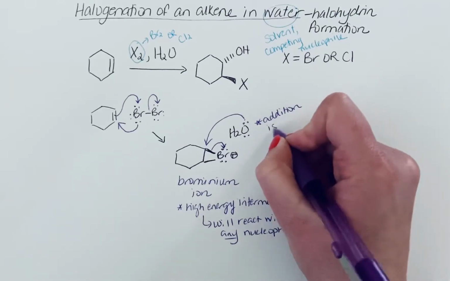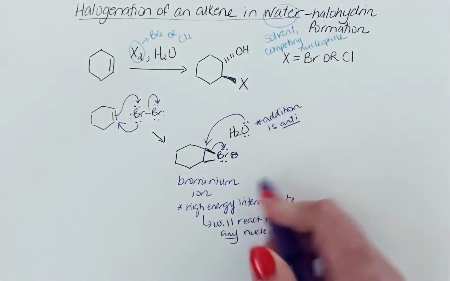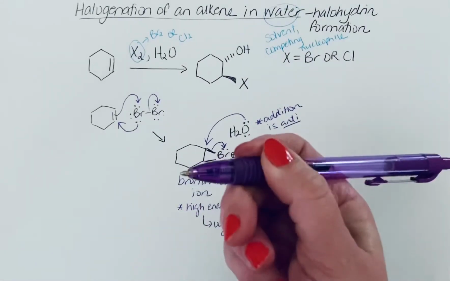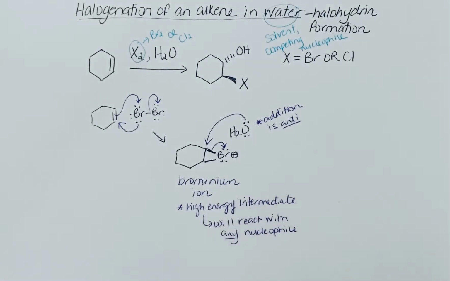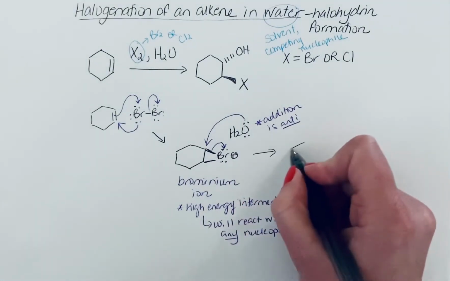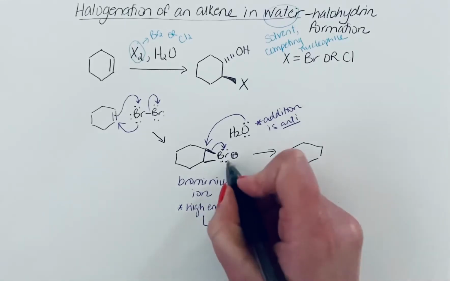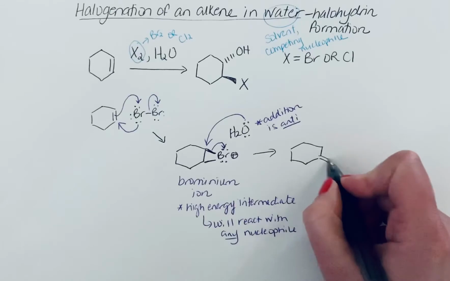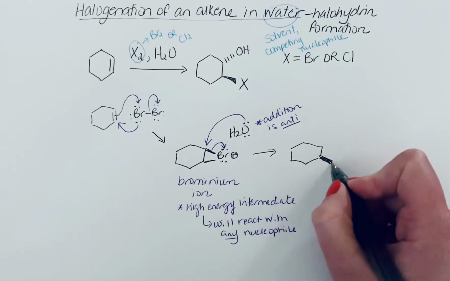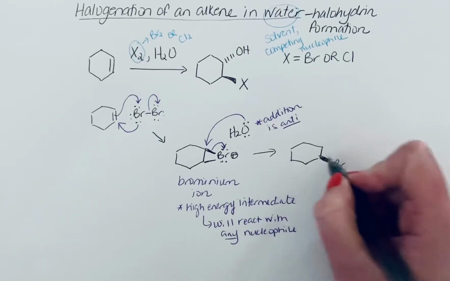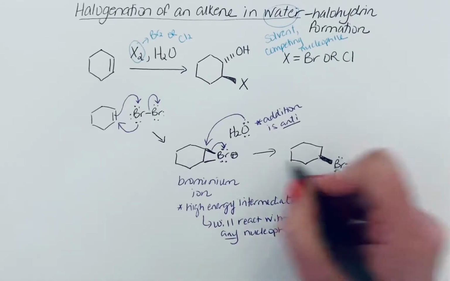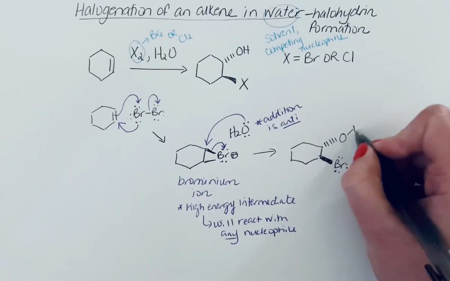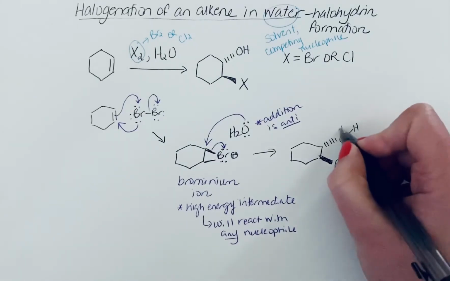Okay, so the addition is anti, right? And that's because the brominium ion is sitting up, and then this nucleophile is going to attack from behind the plane of the paper. So we will see the brominium ion sticking up. We've broken this bond. We still have a bromine here sticking out of the plane of the page. So there it is. And then the water has attacked from behind the plane of the page. So we put that on a dash bond. And this is what we have initially.